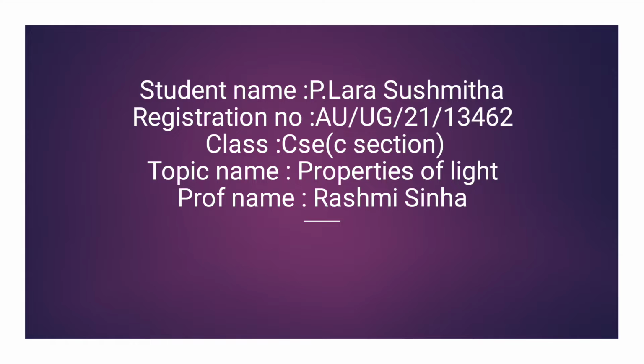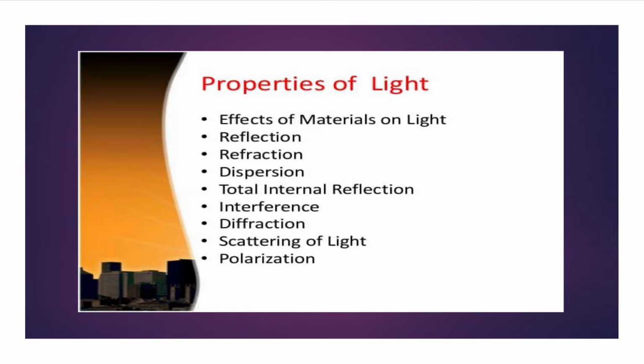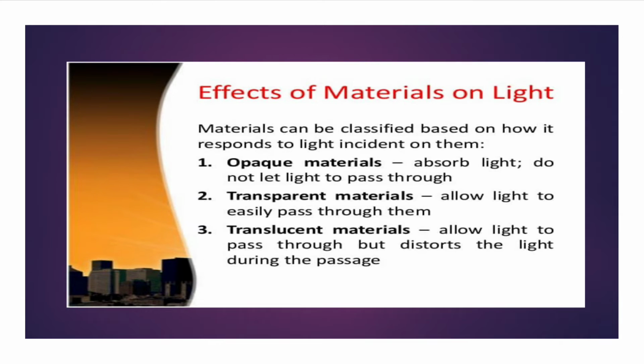My topic is properties of light. Light means electromagnetic radiation that can be detected by the human eye. Some properties of light: effects of materials on light, reflection, refraction, dispersion, total internal reflection, interference, diffraction, scattering of light, and polarization.